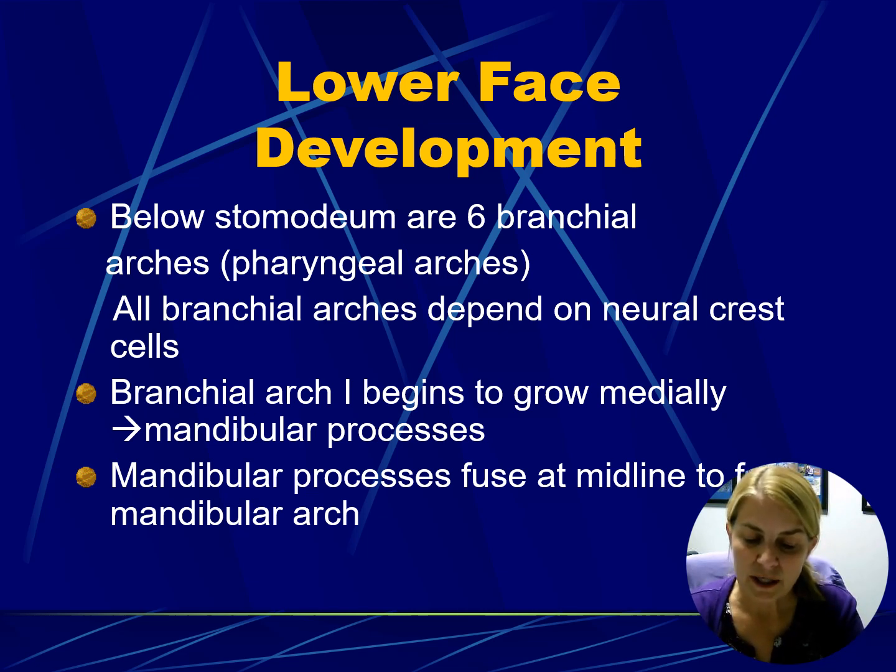It's also considered the branchial, it comes from the branchial arch. During growth, Meckel's cartilage will form within that arch, which later disintegrates as the mandible ossifies and hardens.